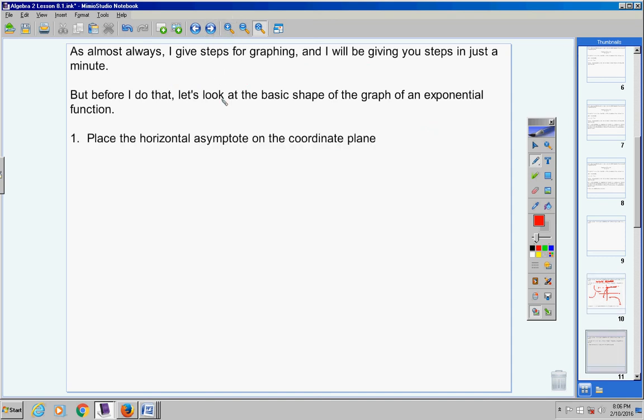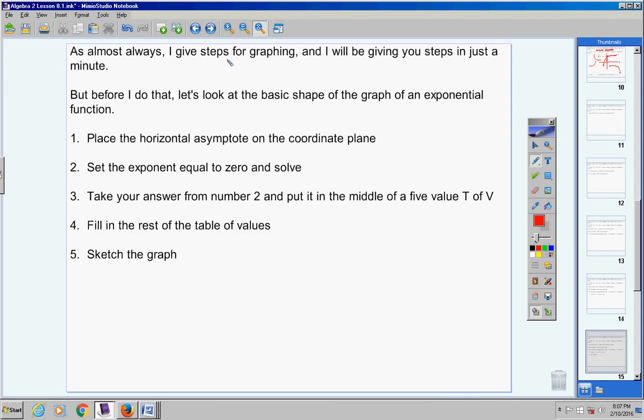Now here are the steps that you need to graph these exponential functions. I'm going to go fast, expecting you to pause the video after I get down to number 5. So we're going to place the horizontal asymptote on the coordinate plane. I will teach you how to do that. Next, you set the exponent equal to 0 and solve. That is easy to do, no problem.